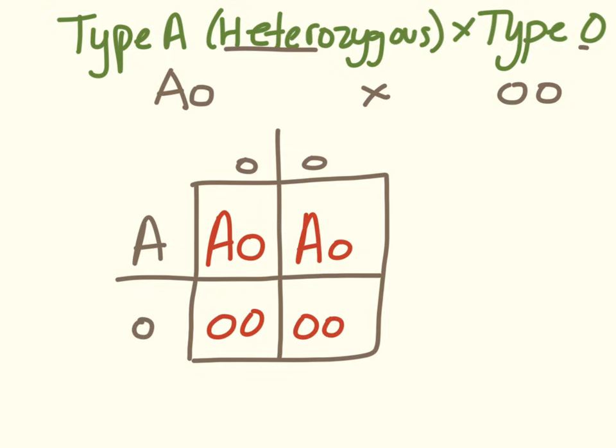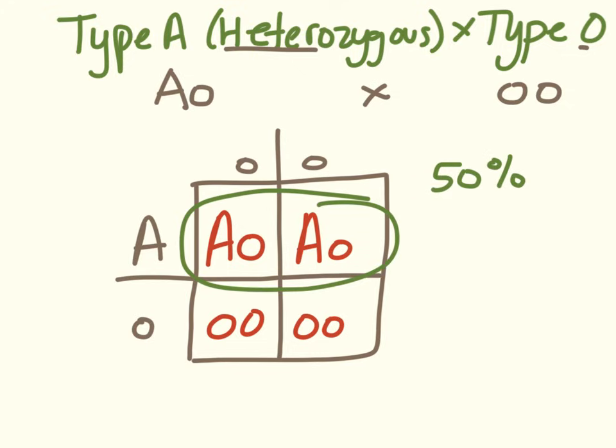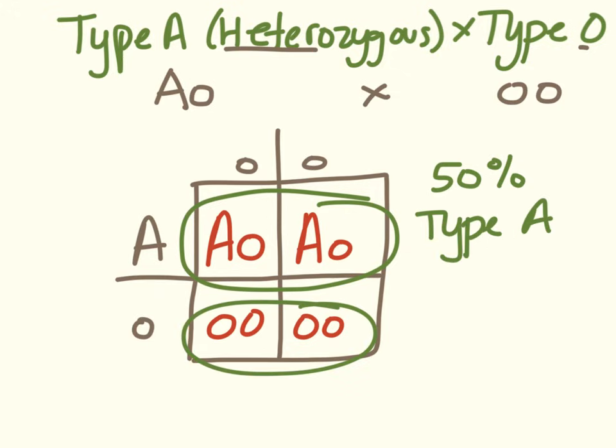So looking at our offspring here, these two individuals, or 50% of our individuals, will be type A blood, and these two individuals, or 50%, will show the phenotype of type O blood. So I hope this helps you out and you do some more practice blood typing problems, and have a great day.